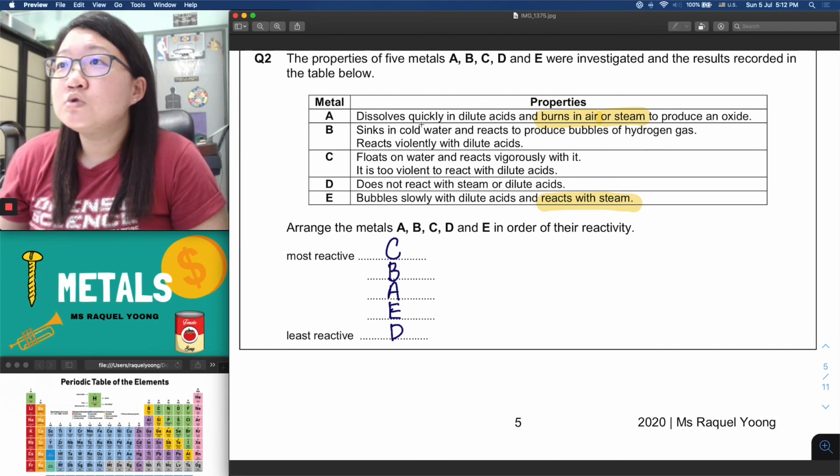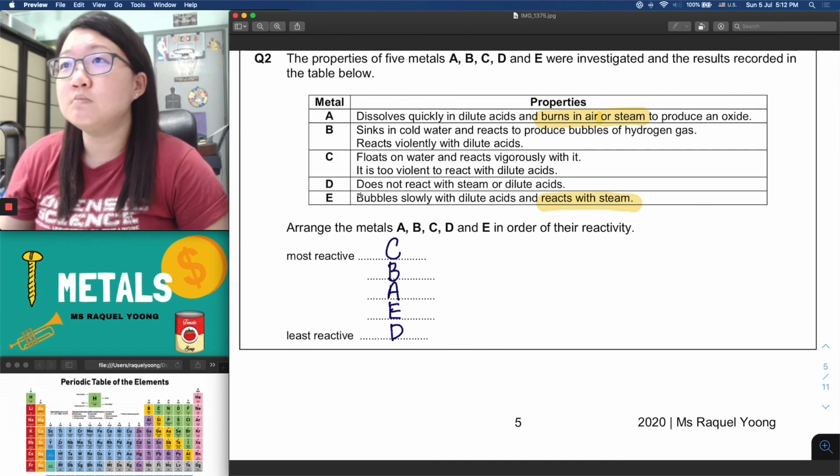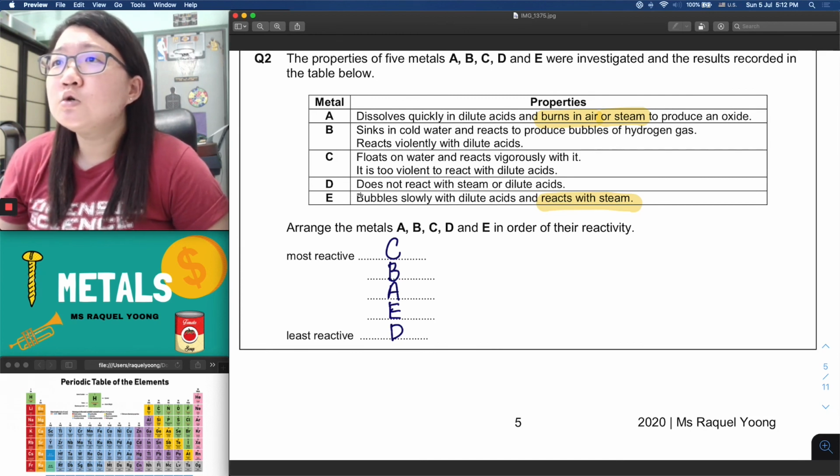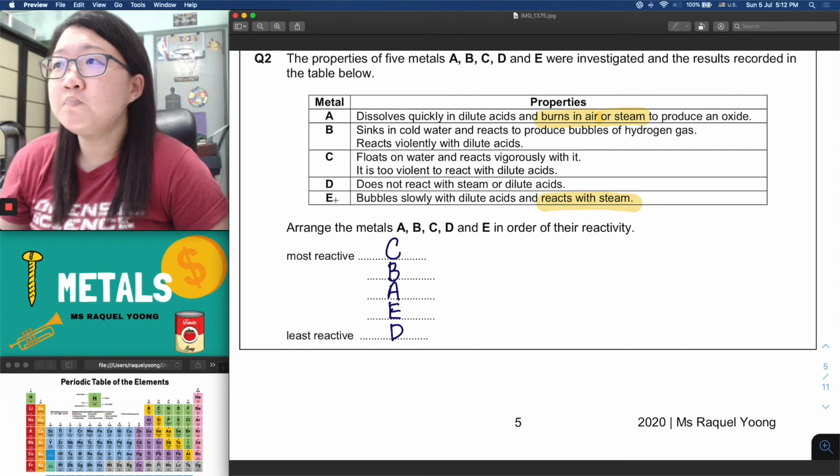Then the rest, you notice that they cannot react with cold water. Alright, so then the next thing we check will be the second reaction, whether it reacts with steam or not. So we have metals A and E, which can react with steam, but notice that metal A, it will burn in steam, but metal E, it will just react with steam. So can you see that it's a bit of English right there? So if metal A is able to burn, so it shows that it is relatively more reactive than metal E.